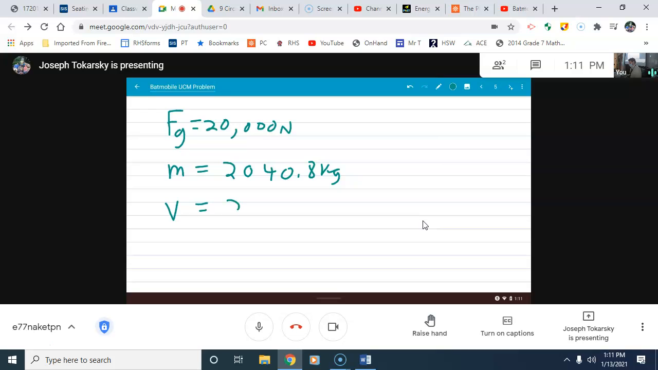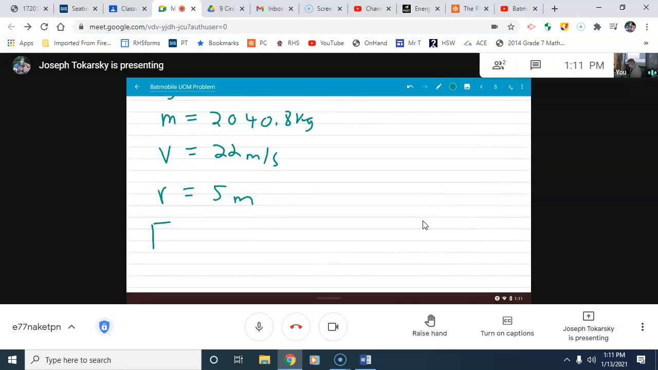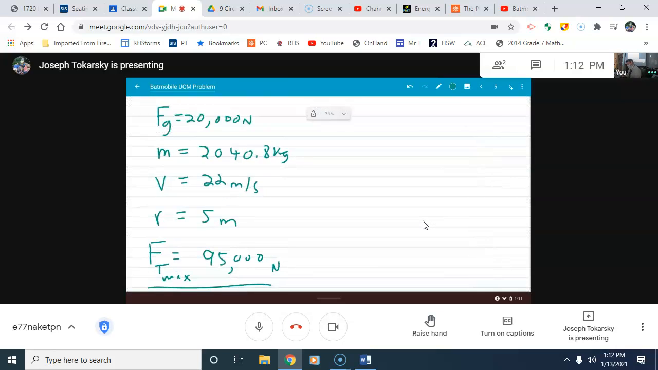The speed which we're told we're trying to round the turn at, which is the equivalent of about 50 miles per hour, is 22 meters per second. And it is a very tight, short radius turn of 5 meters. So the max tension we said that this thing could withstand is equal to 95,000 newtons. We don't use that number in our solving. We find what the actual tension is and compare it to that number in the end.